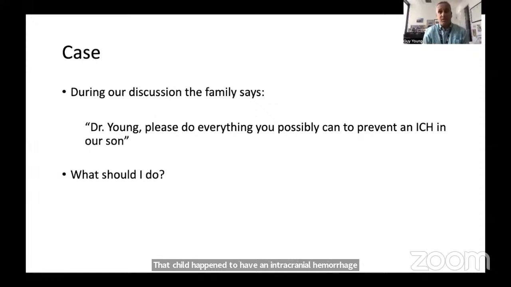And this is what they said to me. This is now about 3 years ago. They said, Dr. Young, please do everything you possibly can to prevent an intracranial hemorrhage in our son. After all, they heard about another child that did have that. Now, what am I supposed to do?